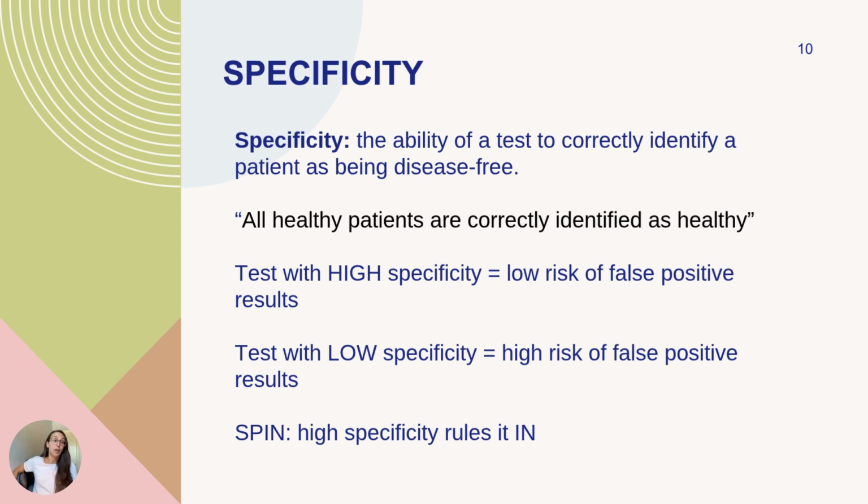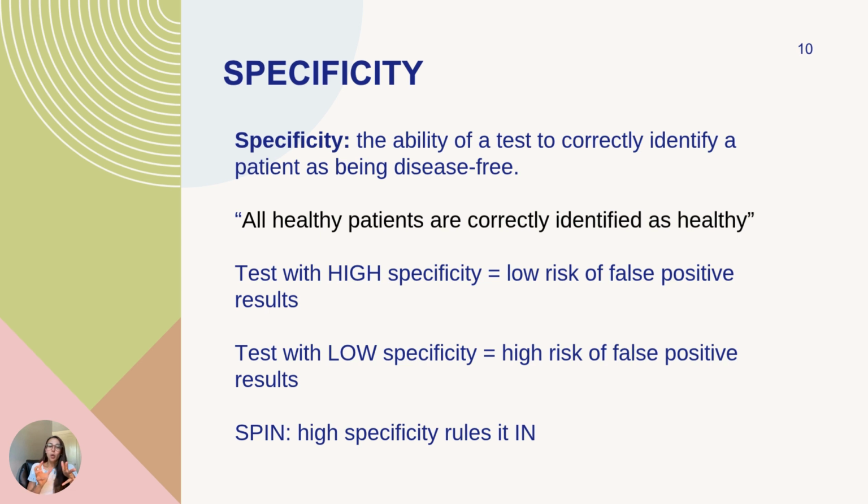Specificity, on the flip side, is the ability of a test to correctly identify a patient as being disease-free, so without disease. So a test that's highly specific will identify all healthy patients as being correctly identified as healthy. So, a flip way to think about it again is a test with high specificity, you're going to have a low risk of false positive results.